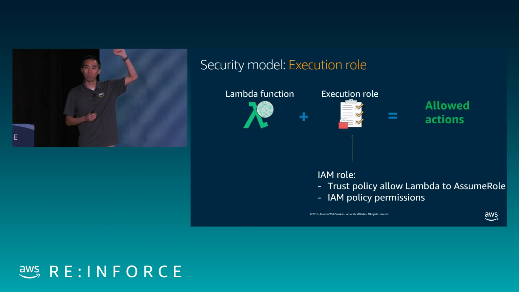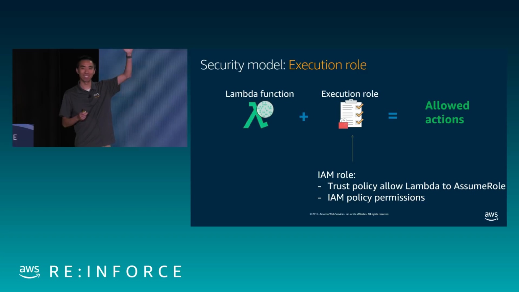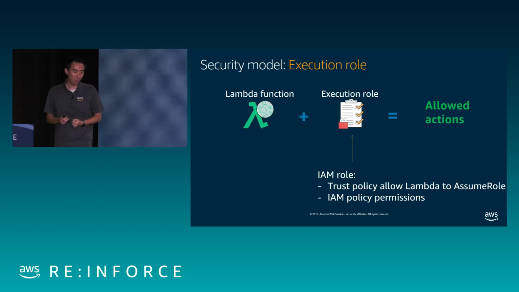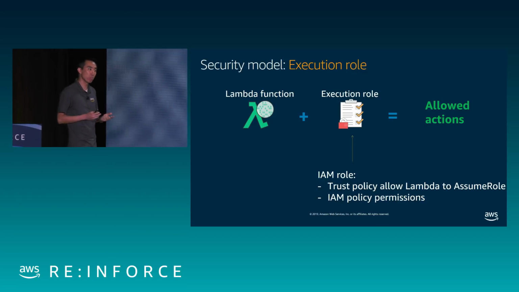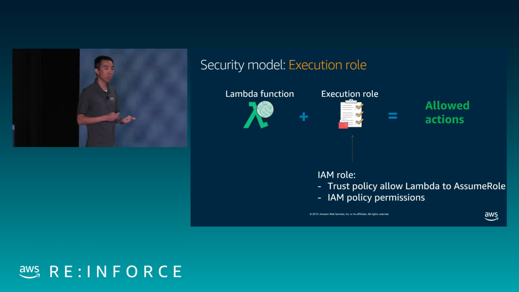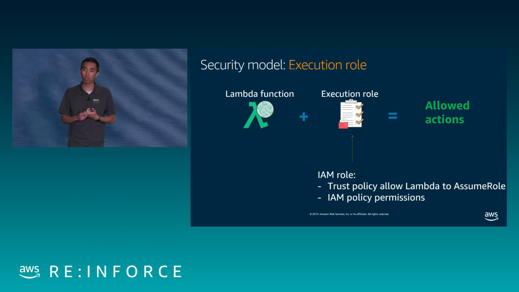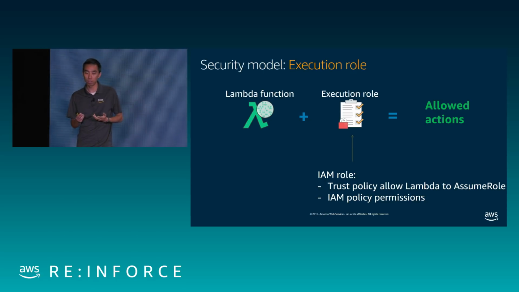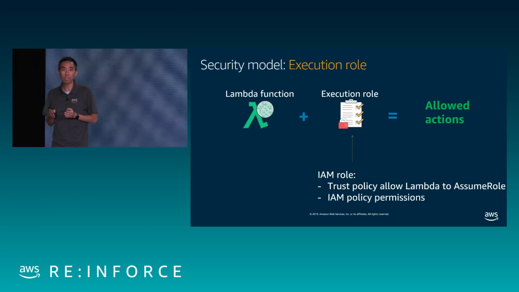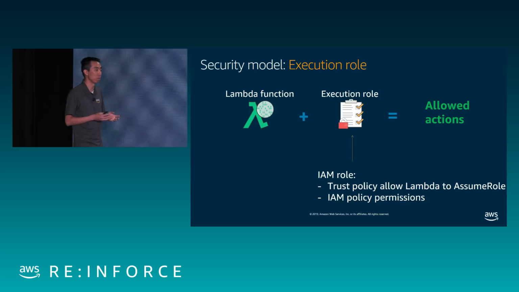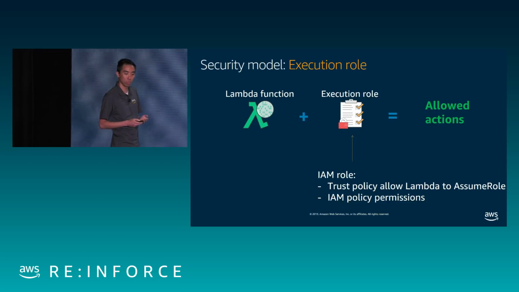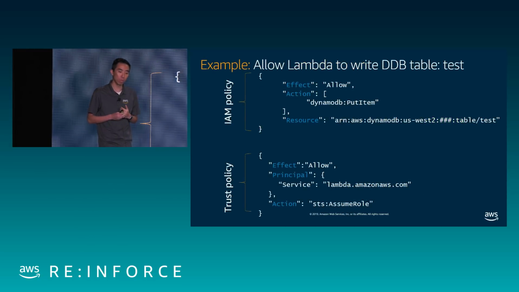Who's written a Lambda function before? Great, there's a lot of you guys, awesome. So for Lambda functions, the permissions model has two models. The first model is the execution role. So Lambda functions always have an execution role that's attached to that function. And that role defines everything a Lambda function is allowed to do or not allowed to do. So let's take a look at an example of that policy.